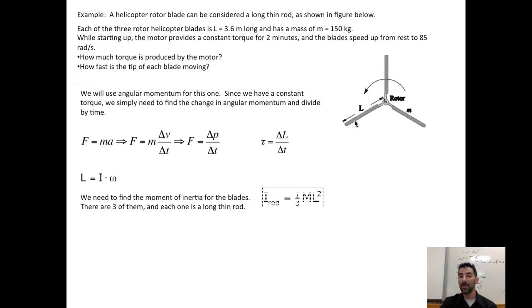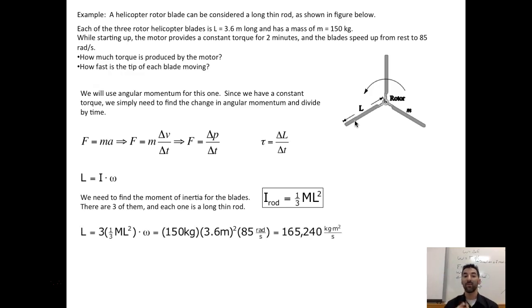I can look up the fact that my moment of inertia, I, for a long, thin rod rotating about an axis at its end is 1/3 ml squared. Throw that into my angular momentum equation. I have 1/3 ml squared, and there are three blades. 3 times 1/3 ml squared times my rotational velocity, omega. That was given to me in the problem. I can find my angular momentum of 165,240 kilogram meter squared per second.